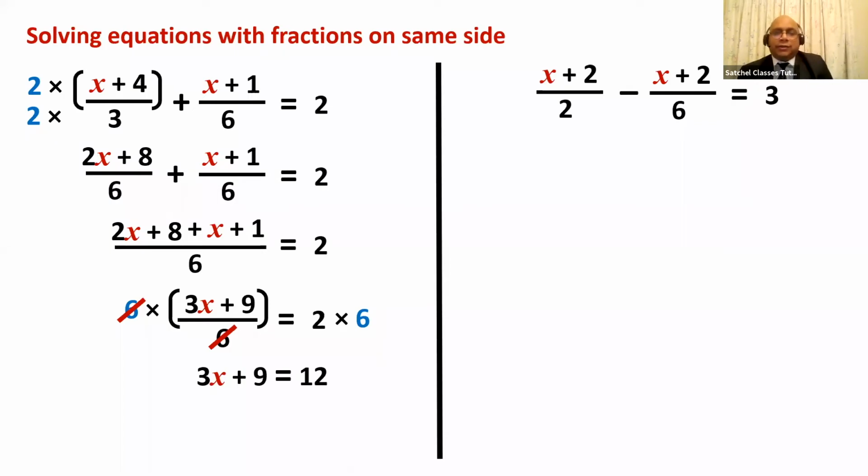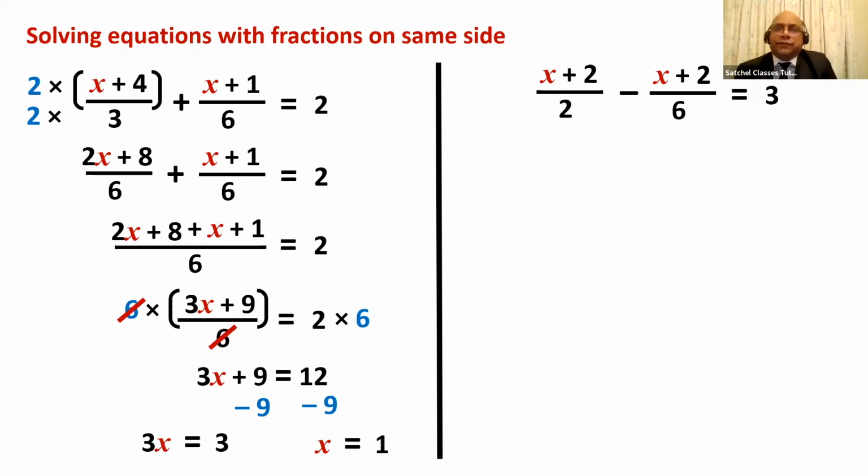From here on, the journey should be easy. Let's transfer the plus 9 from left to right by doing a minus 9 on both sides of the equation. Correct? So 9 minus 9 is 0 and 12 minus 9 is 3. So you're left with 3x equals 3. Divide by 3 and you get x equals 1.